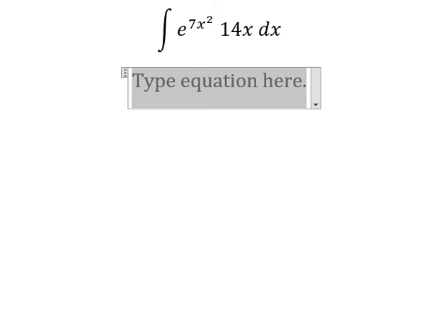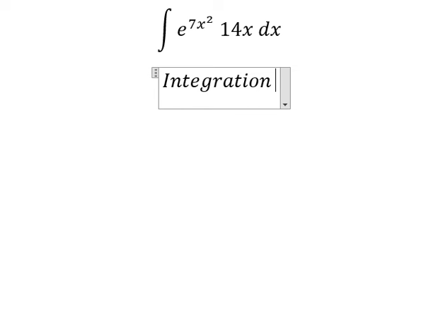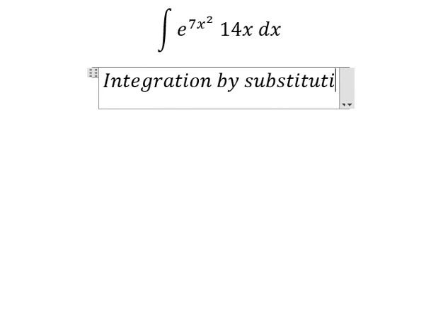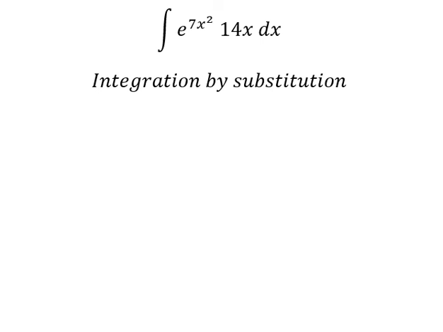We need to use integration by substitution. So I will put u equal to 7s squared. Later, we first take the derivative of this one.